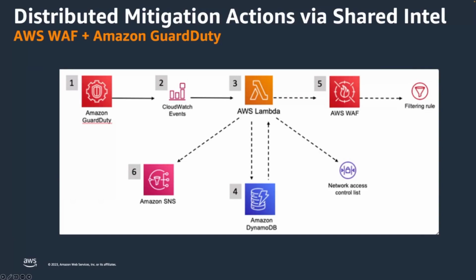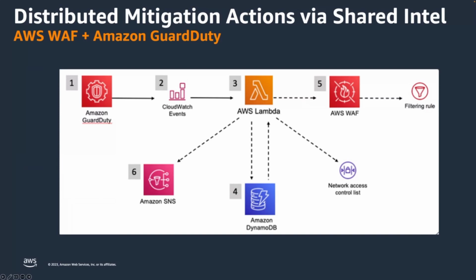And then in step number 5, we're going to have another Lambda function, which will create rules inside of our WAF for blocking any communications to our web application endpoints. But along with that, we will have similar rules that are sent to our network access control list, which you see as that other arrow there.